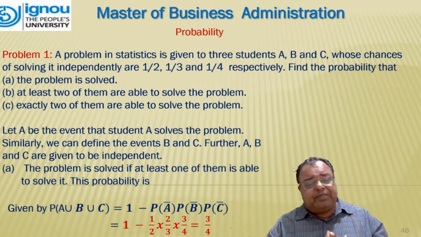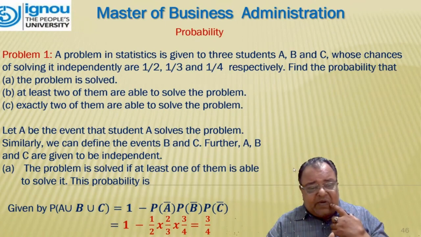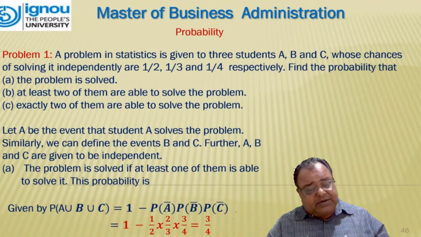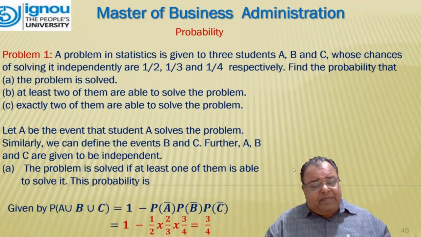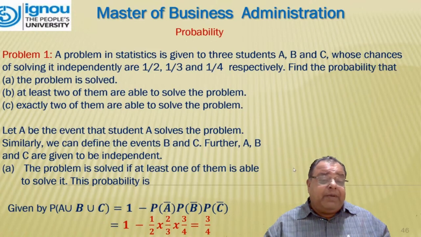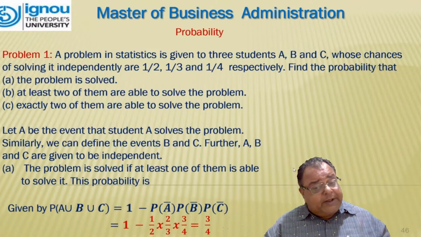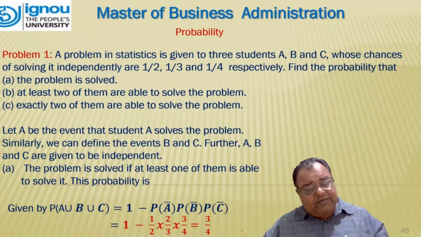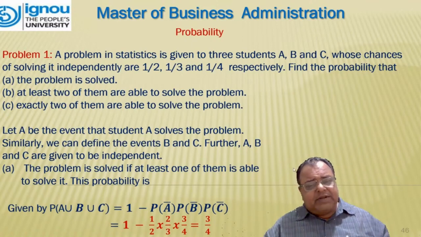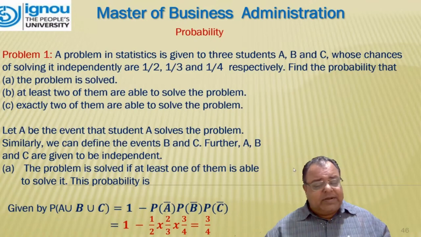Now the thing is how to calculate that the problem is solved. We will subtract from 1 the probability of not solving the problem. The non-solving probability for A will be 1 by 2. For B it will be 1 minus 1 by 3, that is 2 by 3. And for C, it will be 1 minus 1 by 4, that is 3 by 4. So after calculating, we get the solution of this problem as 3 by 4. That means 75% the problem can be solved.